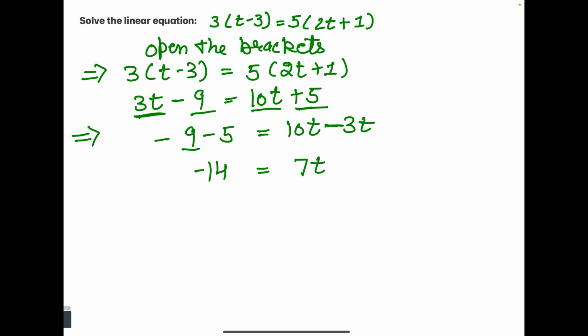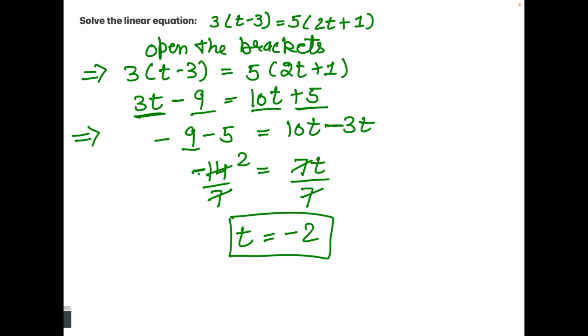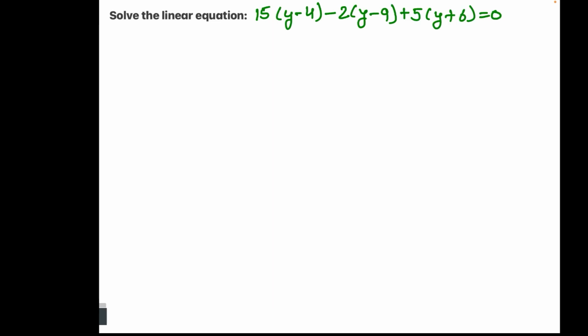Now we will divide both sides by 7. 7 cancel out. So the t is equal to minus 2, because here it is the negative sign. So the answer is t is equal to minus 2.